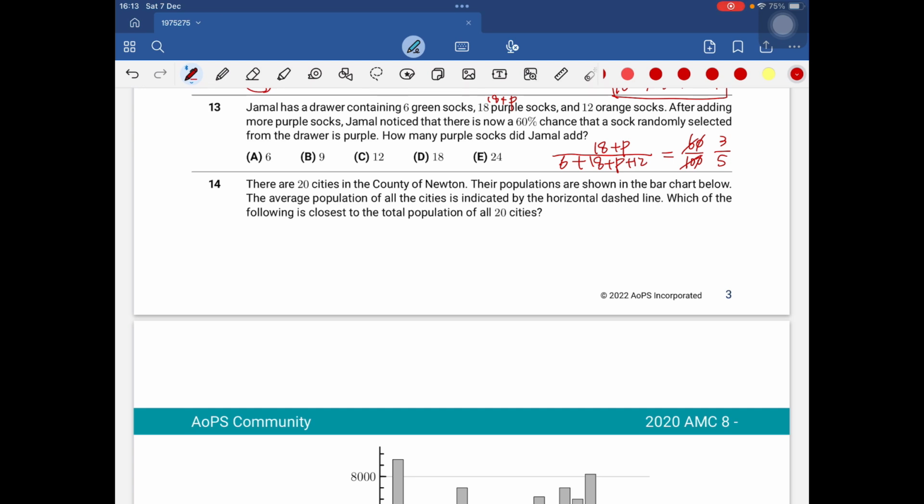So 36 plus P in total: 18 plus P over 36 plus P equals 3 to 5. So 90 plus 5P equals 108 plus 3P. So 2P becomes 18. P is 9.